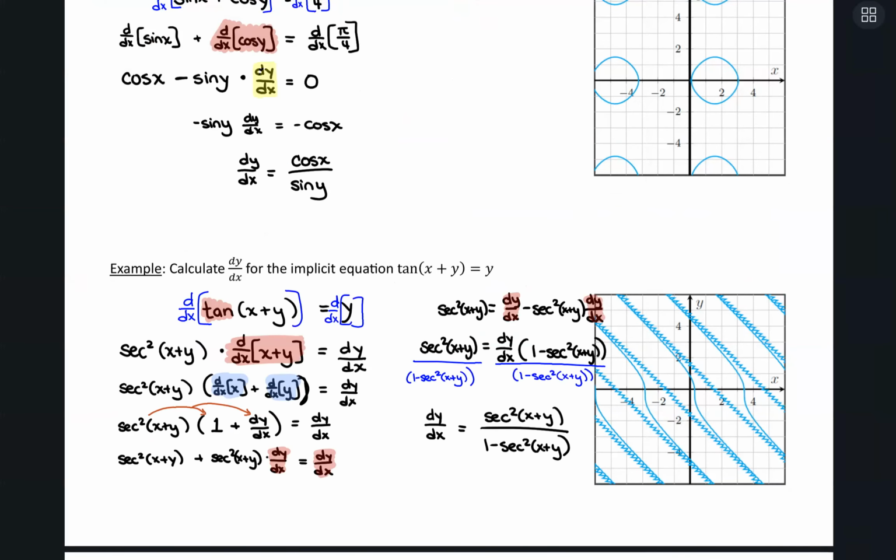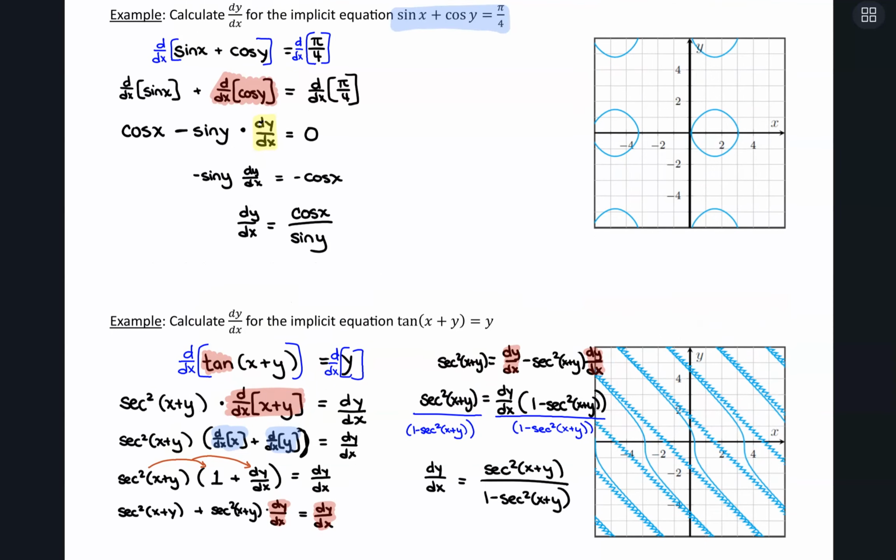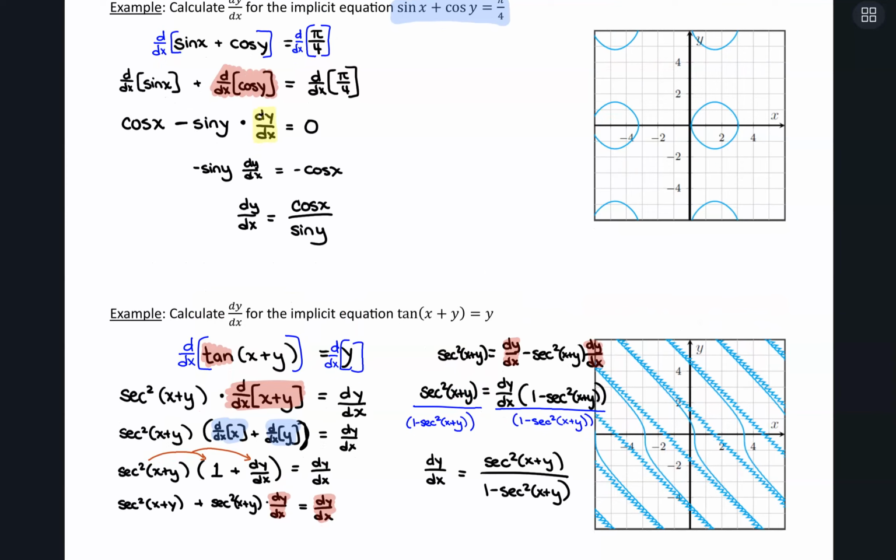Okay, there's some of our first examples here. We'll get some more examples in the next video and some equations of tangent lines, but that's our process for implicit differentiation.